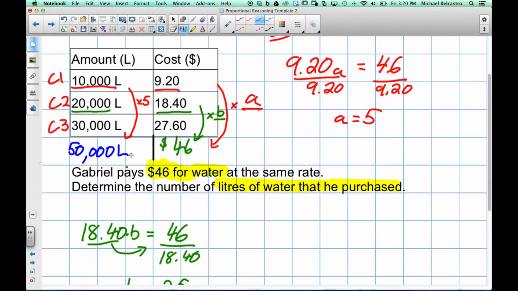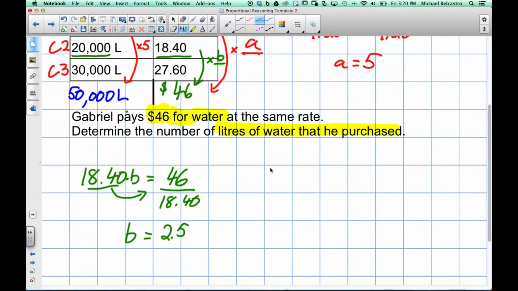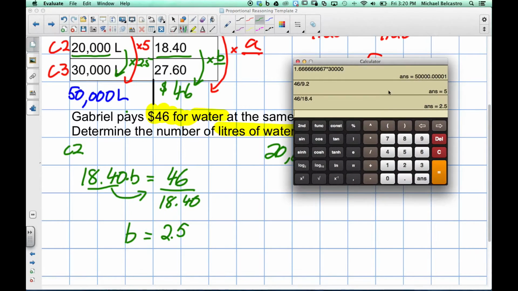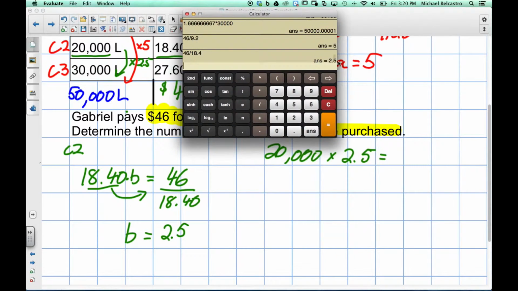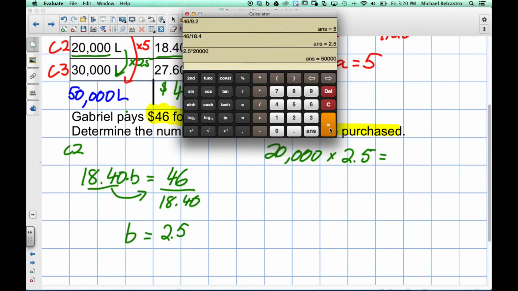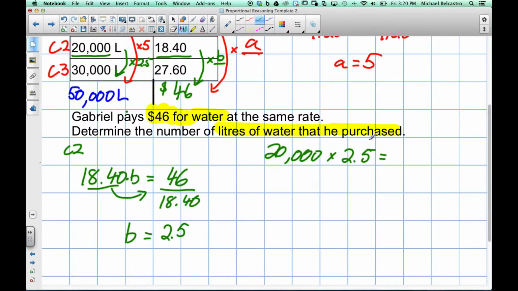So let's see that. Remember, customer 2 bought 20,000 liters. Because they bought 20,000 liters, we know we have to multiply by 2.5. So we're going to take 20,000 and multiply it by 2.5, and that's how many liters Gabriel should have. And it turns out that when we do that, 2.5 multiplied by 20,000 is equal to 50,000. So exact same answer we had found before. Worked out great.